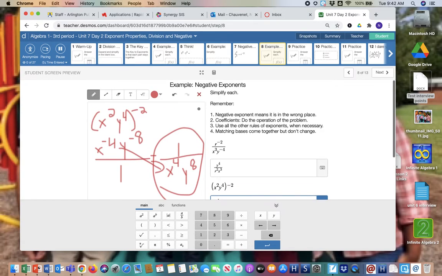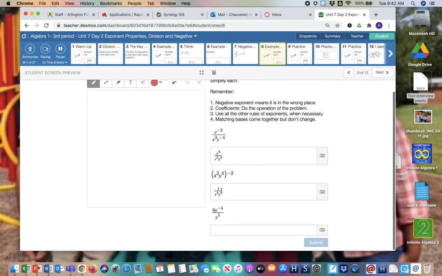So we're going to have 6y to the negative fourth over y to the fifth. So the first thing I see is, hey, that's a negative exponent. We can't have that, so it's got to go to the denominator. So we're going to move that to the denominator. So now you have y to the fifth and y to the fourth. Well, remember, what are you supposed to do when you're asked to multiply? When you multiply, you actually add the exponents.